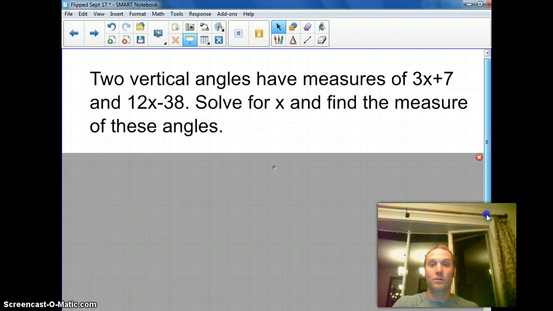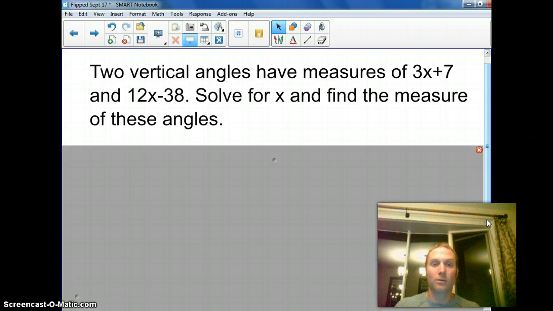So here's a question, algebraic in nature, that you're more than welcome to draw a picture for. I am not going to, but this class is about drawing and about having a good idea of the vocabulary. We're going to discuss vertical angles and finding x. So two vertical angles have measures of 3x plus 7 and 2x minus 38. I'd like you to solve for x and find the measure of these angles.